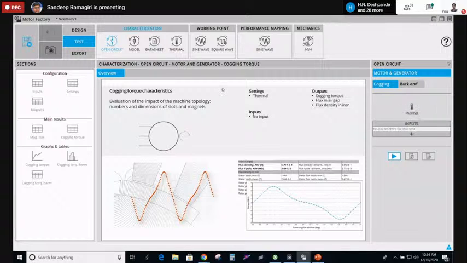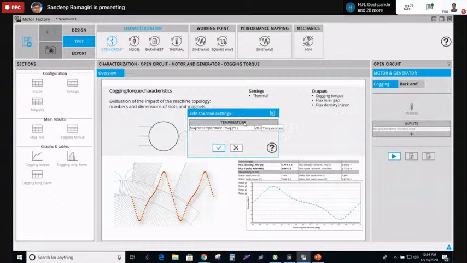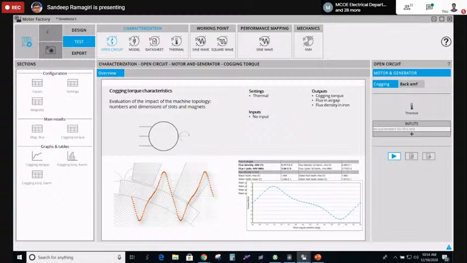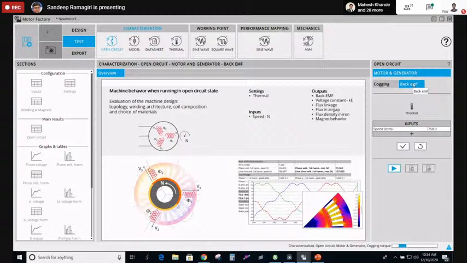As I said, the first thing is we need to set the temperature to do the cogging torque test. I set 80 degrees as the temperature, and I will run the model, and then I'll go to the back EMF. Let it run. It will take some time to run the model.